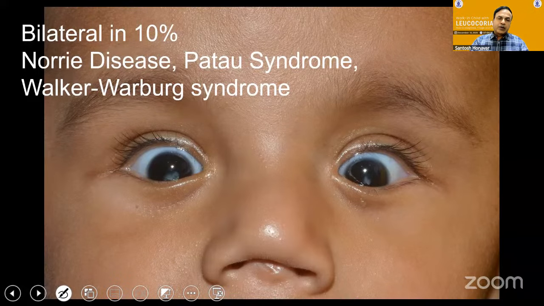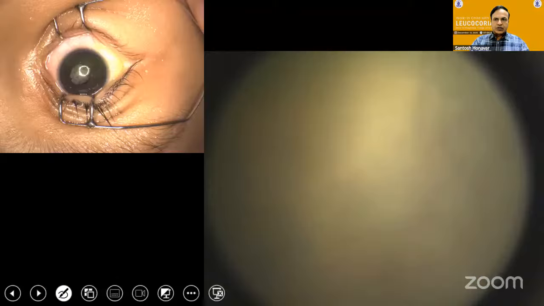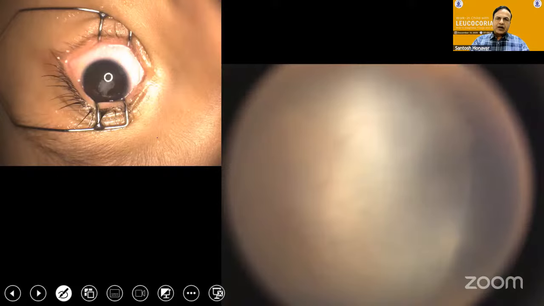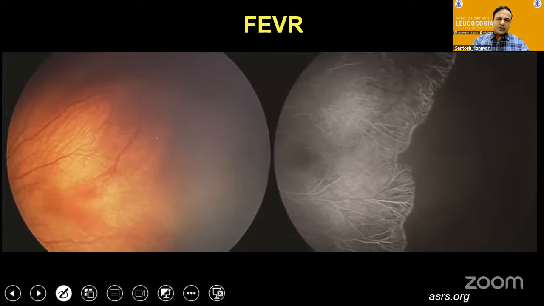Now it could be bilateral. We always think that it is unilateral disease. No, it is not. 10% of these patients may be bilateral, and when there is bilaterality, there is confusion. Bilaterality is associated with Norrie disease, Patau syndrome, or Walker-Warburg syndrome. And if it is bilateral and the fundus is not visible at all because of dense vitreoretinal changes, then there is diagnostic dilemma, and then we have to differentiate it from FEVR.